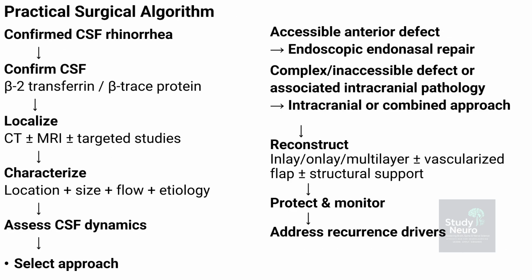A practical way to approach these patients is to move through the problem sequentially. First, confirm that the fluid is cerebrospinal fluid. Then, localize the fistula and characterize its location, size, flow, associated encephalocele, and underlying cause. Next, consider the cerebrospinal fluid pressure environment. An accessible anterior skull base defect will usually favor an endoscopic endonasal repair, whereas an inaccessible or complex defect may require an intracranial or combined approach. Reconstruction is then tailored to the defect, followed by protection, surveillance, and attention to factors that could drive recurrence.